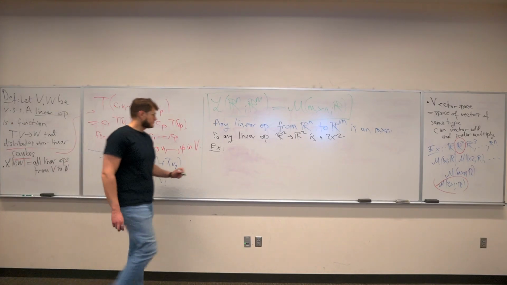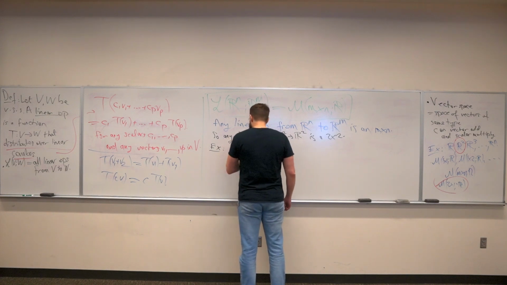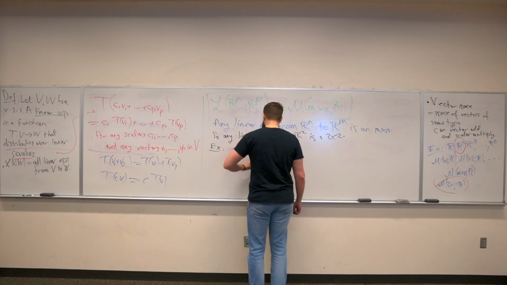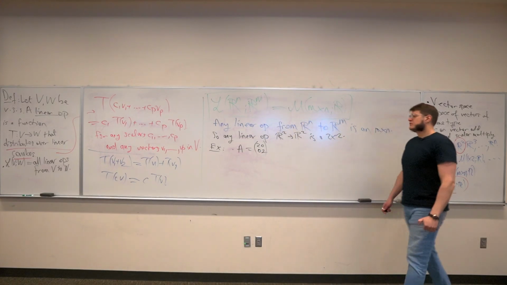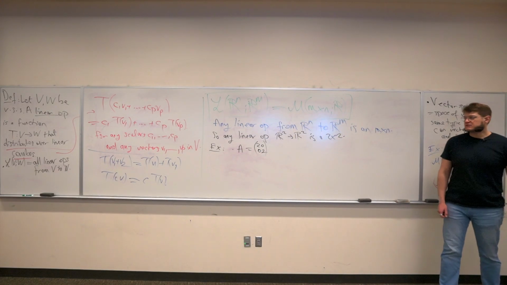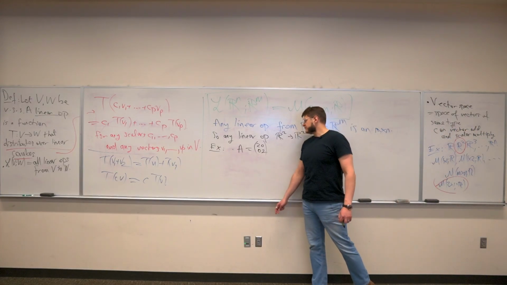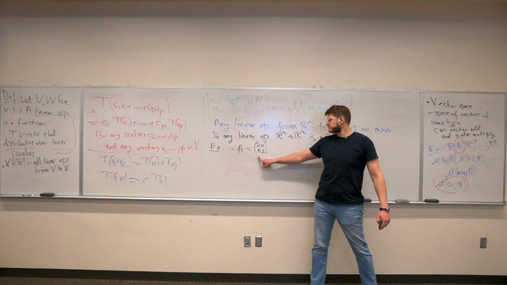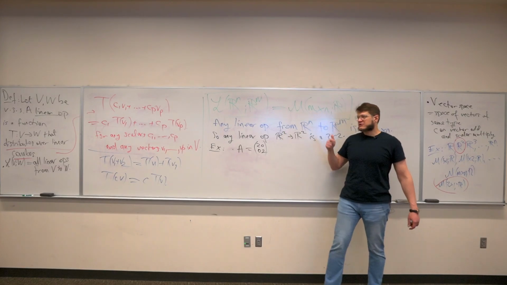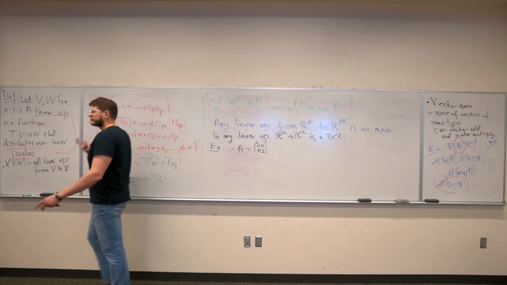So for instance, let's say A is [2, 0; 0, 2]. That's a 2 by 2. I want to think of this as a linear transformation. Okay? And the way we're going to do this is we're going to feed to this a vector from R2. Now remember, vectors in R2 are supposed to be column matrices. So it's going to be a 2 by 1.